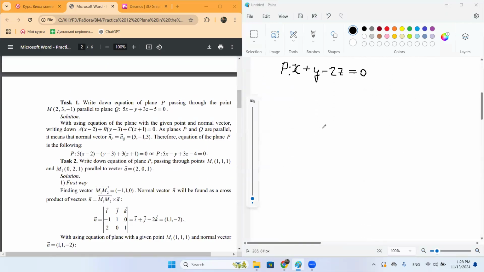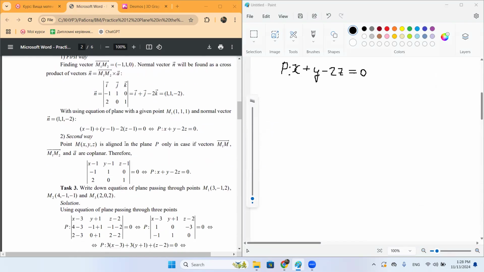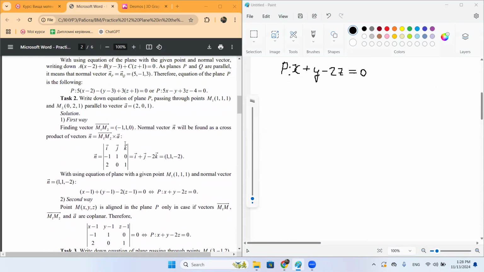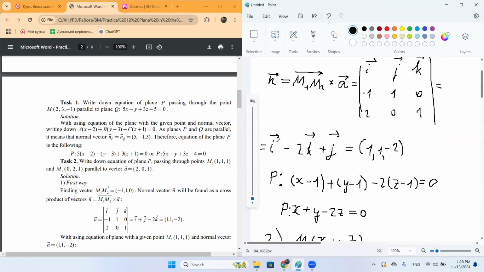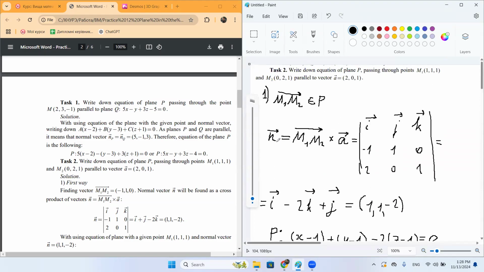Okay, then next, what are we doing? The second way: taking a point, just point M, we don't know its coordinates, with coordinates x, y, and z. Do you remember when three vectors are coplanar? By the way, what does it mean?